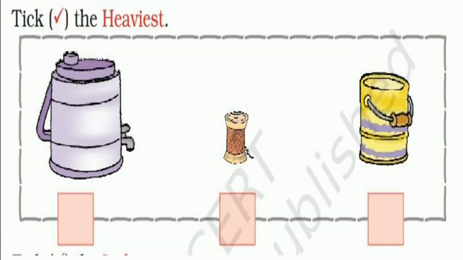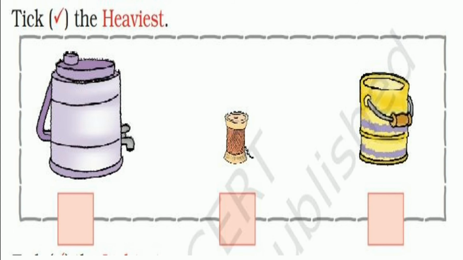Next, take the heaviest. Children, here you can see a tank, a firka and a can. Among these three, which weighs more, children? Whose weight is more? Yes, the tank weighs more. So the tank is the heaviest among three. We shall take the tank.